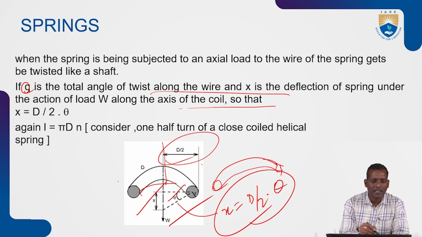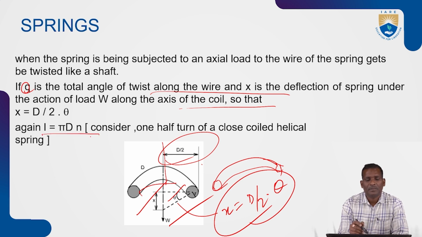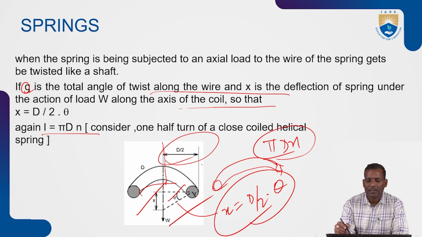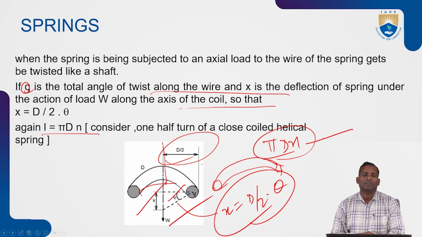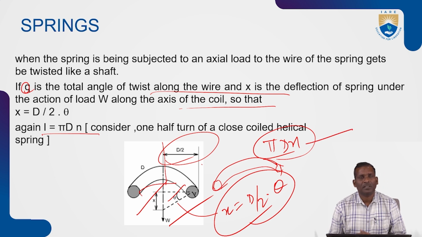Again, L is equal to pi d n. What is L? The total length of the wire. You can say one turn of a closed coiled helical spring is pi d, the perimeter of the circular wire, 2 pi r or otherwise pi d, and n is the number of active coils, that is, the total number of coils in the helical spring. So you should multiply, and you will get the length of the spring.